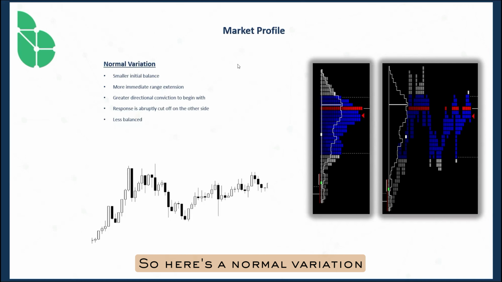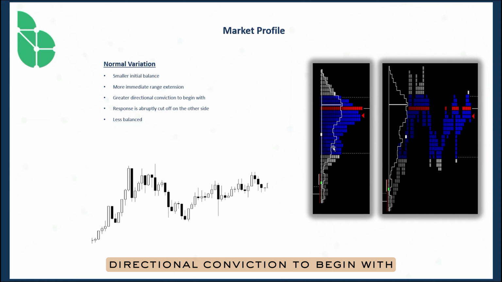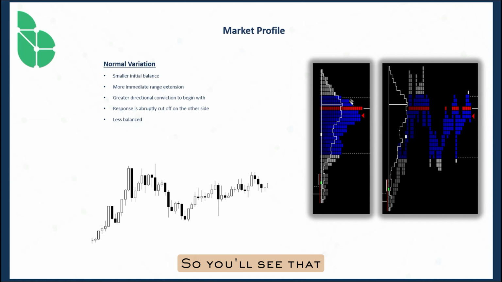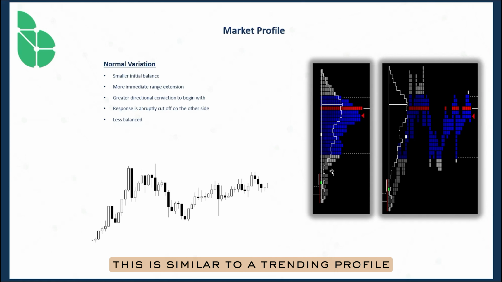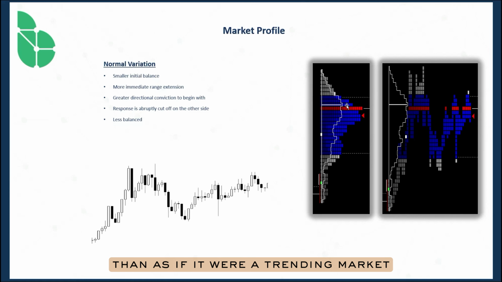So here's a normal variation. This is similar to a normal day. It has a smaller initial balance, and has more immediate range extension. There's greater directional conviction to begin with. So you'll see that when we look at an actual trending profile, this is similar to a trending profile, with the exception that it's a little bit fattier, a little bit chunkier. So the market spent more time in certain areas than if it were a trending market.